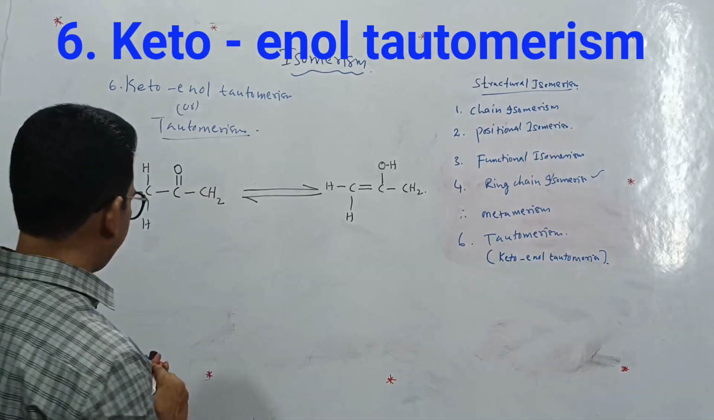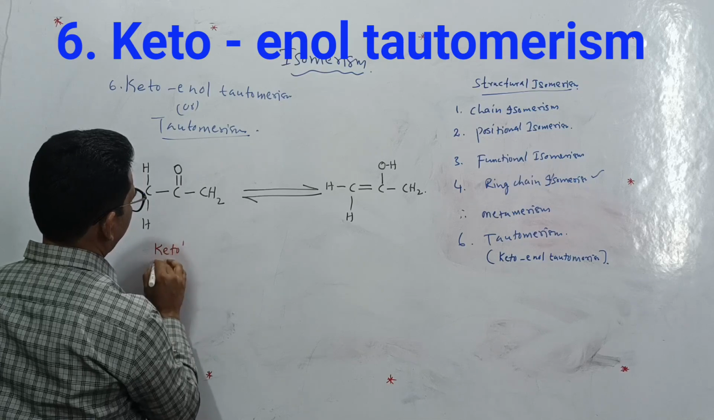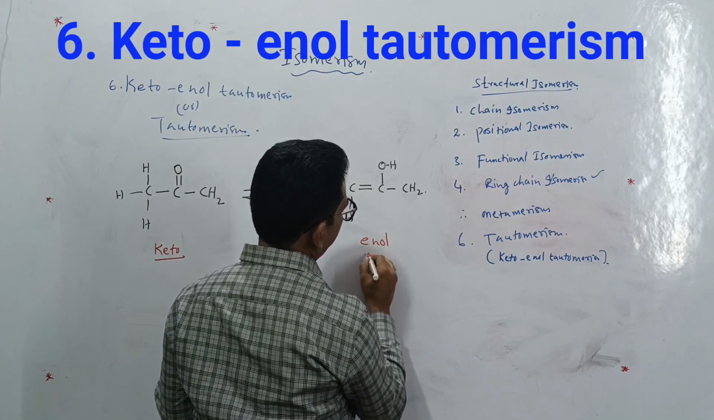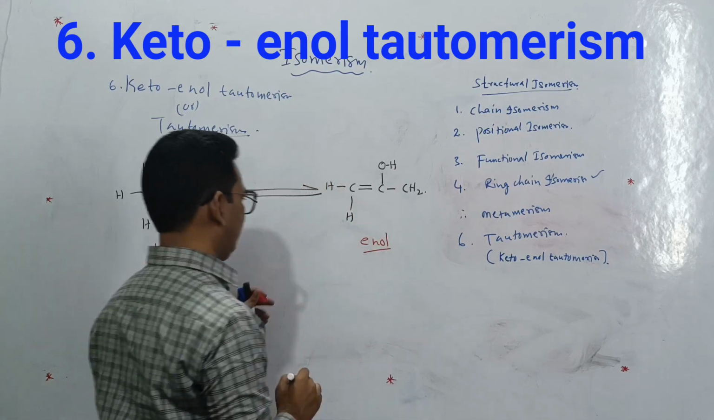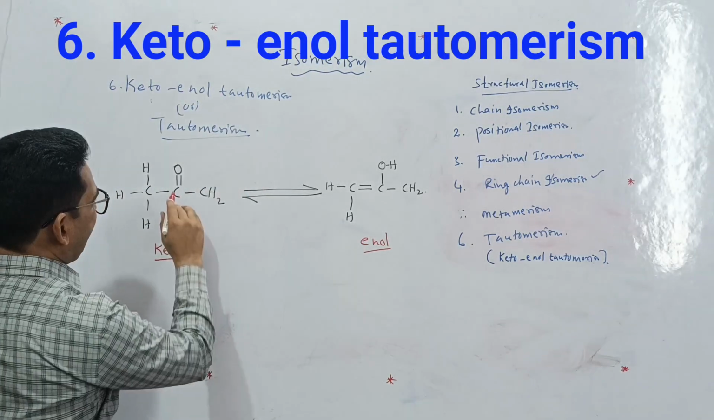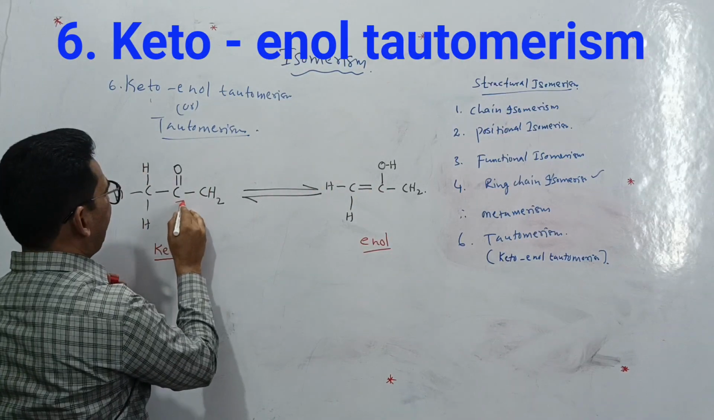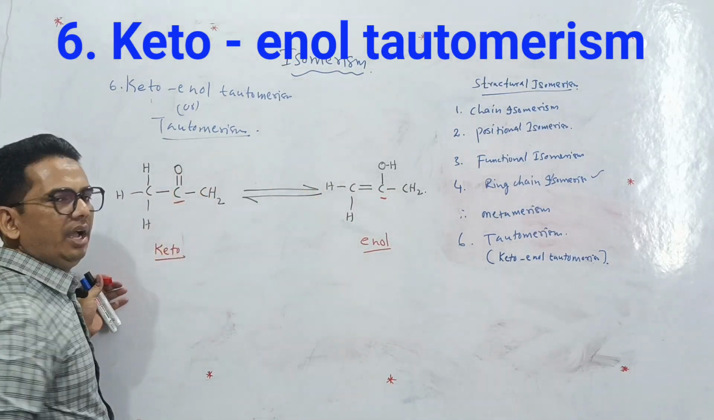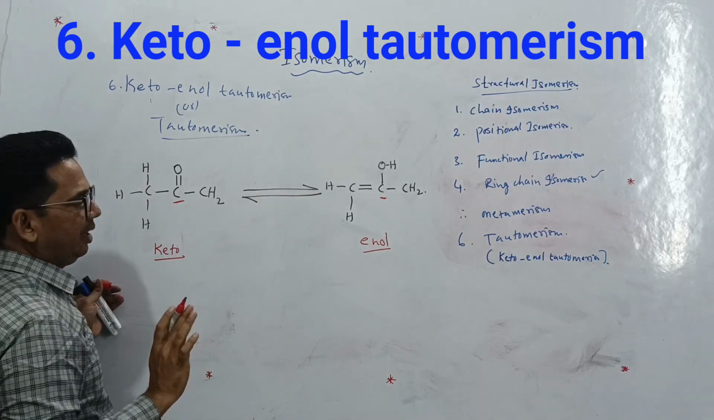See, in this case, this is in the keto form. This is in the enol form. That is the alkenol, meaning an alkene having an alcohol. That's why it is called enol, and that's why it is called keto-enol tautomerism. They are in dynamic equilibrium with each other. Means the ketone will be converted to the alcoholic form, or the alcoholic form also converted to the keto form, but the molecular formula will be the same for both, not different.